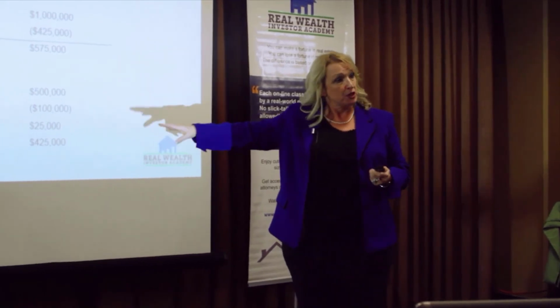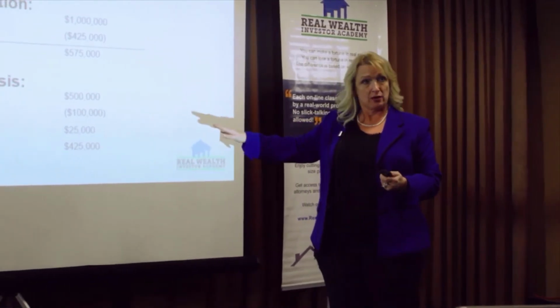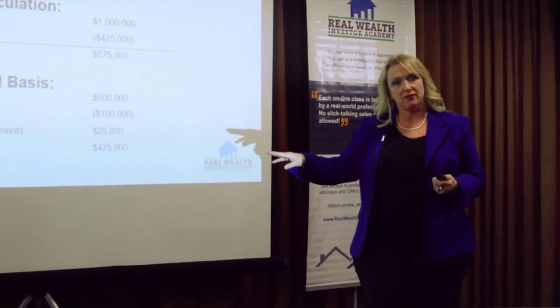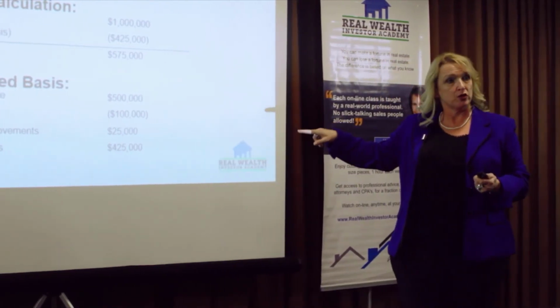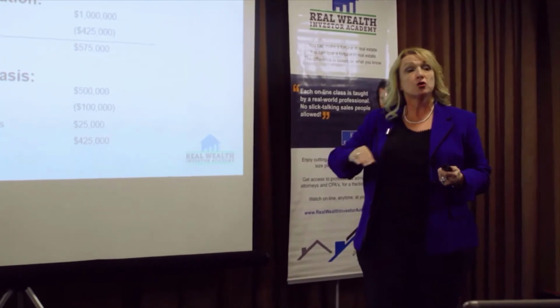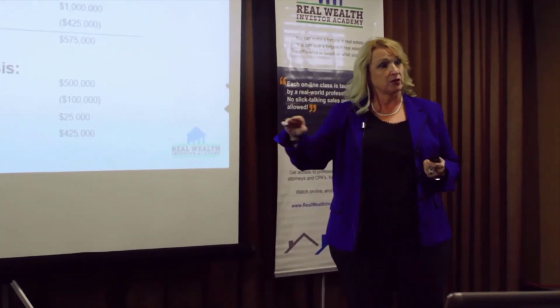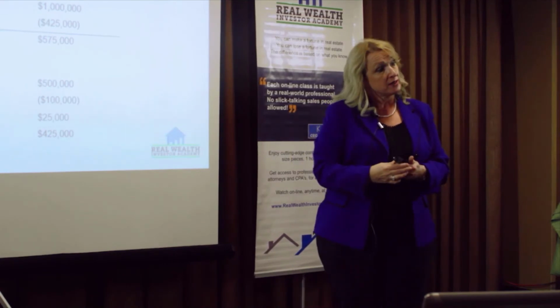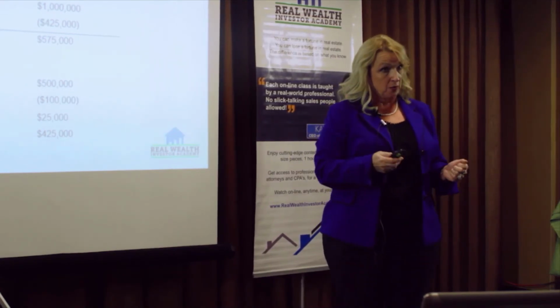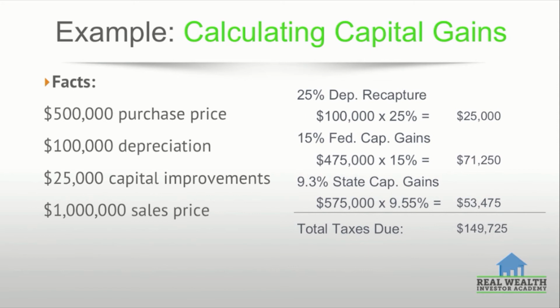Your purchase price was $500,000. That depreciation in this example was $100,000, and we did $25,000 in repairs. So the adjusted basis is $425,000. So you're going to pay taxes on the difference of that adjusted basis and what you sell it for, or $575,000, right? So let's see how much tax that is.